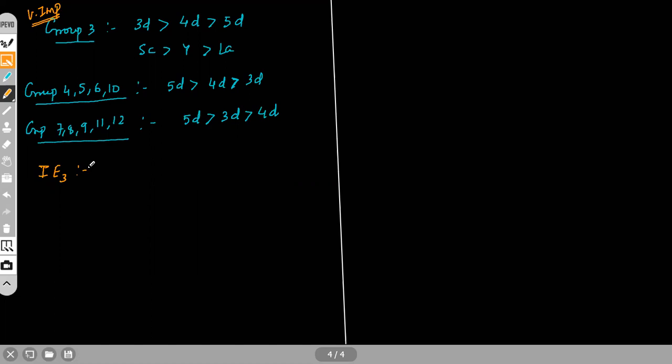One last thing you write down for IE1, the 5d series. Elements belonging to the 5d series will have higher first ionization energy than 3d, and it is even higher in the case of 4d elements also. So for IE1, the order is this. This is actually the conclusion of these two. This order we can write except for group three. Group three has an exceptional order. That's why they have asked this order many times in the exam: scandium, yttrium, and lanthanum. Got it?